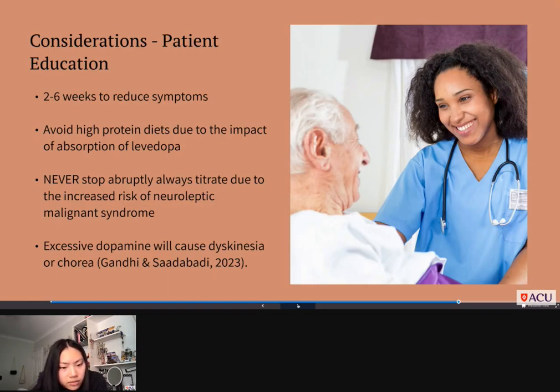Typically, these adverse effects occur due to the dosage being too high, and that excessive dopamine can cause dyskinesia or chorea because of the stimulation of that excitatory pathway we spoke about earlier.